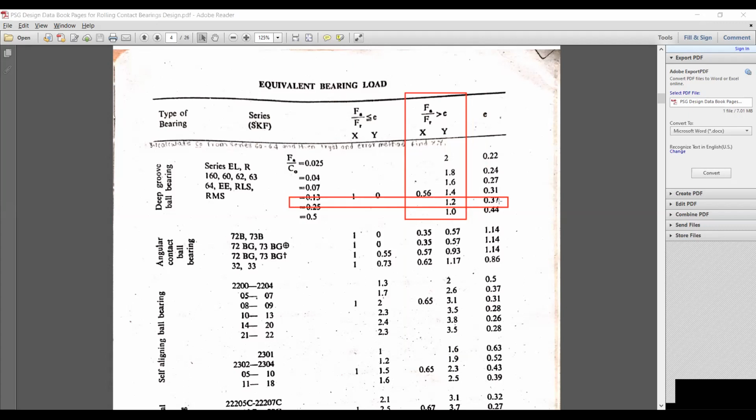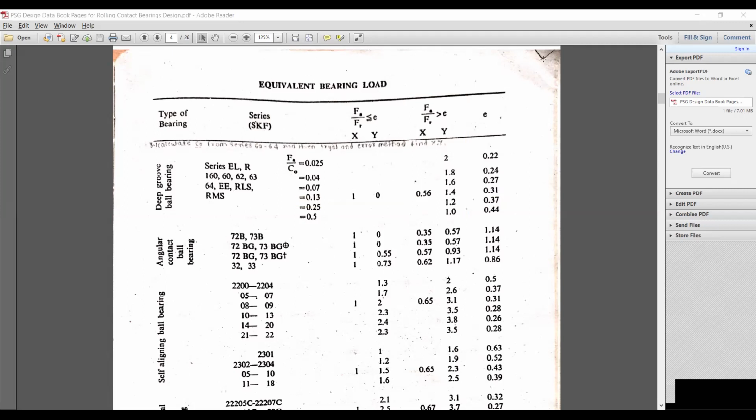Okay, now how to find out the value of Y? By considering the same row in which we found the value of E. So we will follow the same row where the FA upon CO ratio was 0.25 and the value of E was 0.37. So what we get, the value of Y is 1.2. Okay, we note down this value. And similarly you have to find out the values of axial, radial and thrust factor for all gears. In this way we have found them for the first one.